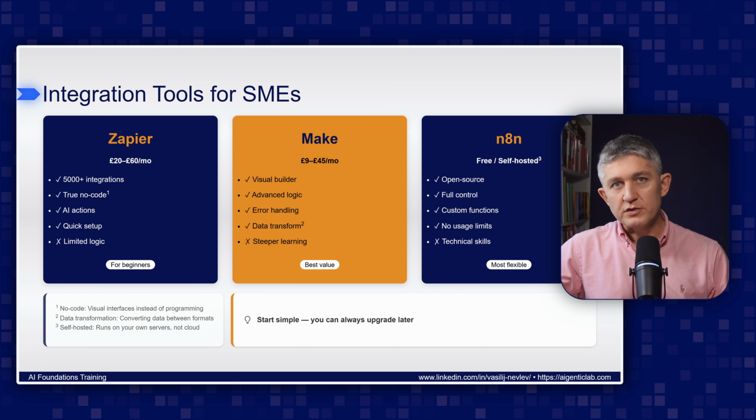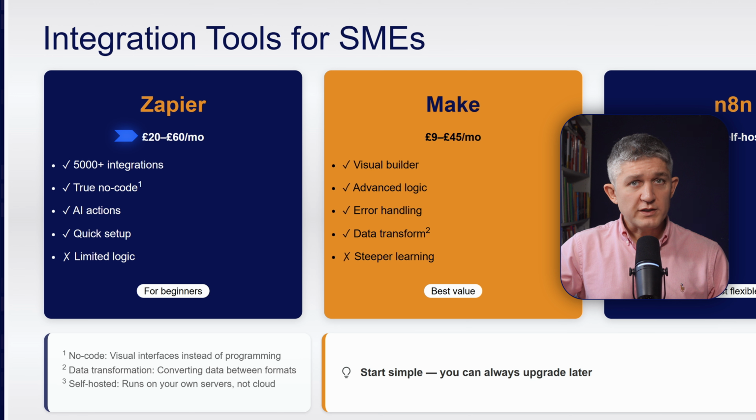Implementing AI and automation requires practical tools. Here are some options for you to consider. Prices are indicative. Zapier offers plans between £20 and £60 a month. It has 5,000 integrations and it's truly no-code. It offers AI actions, quick setup, and now even AI agents. It has limited complex logic and it's excellent for beginners.